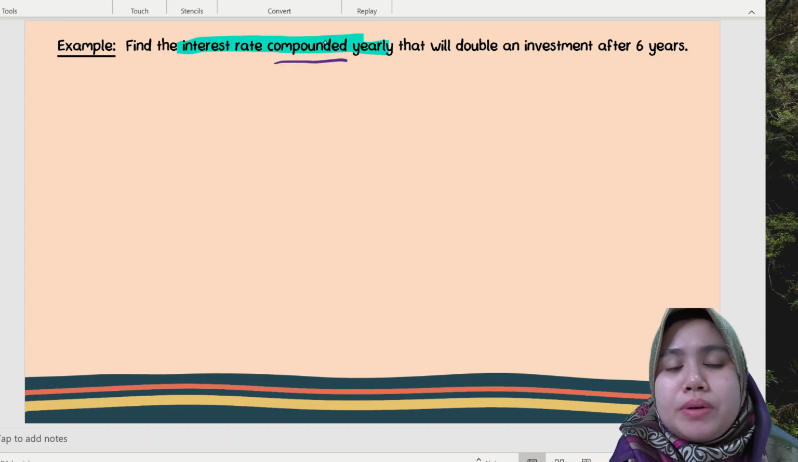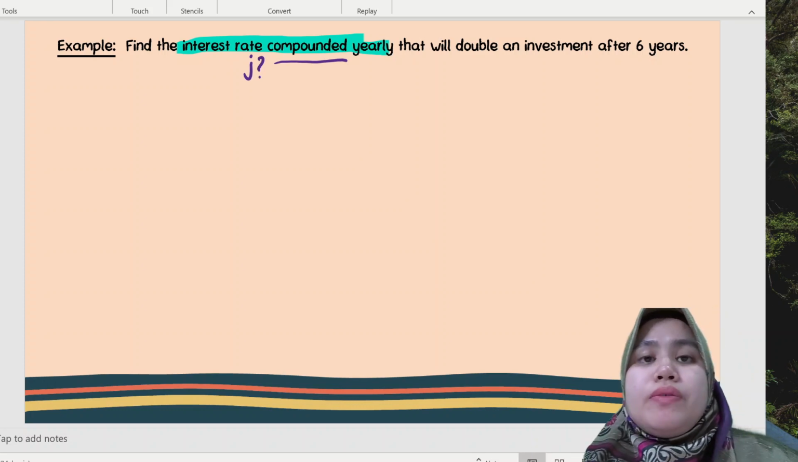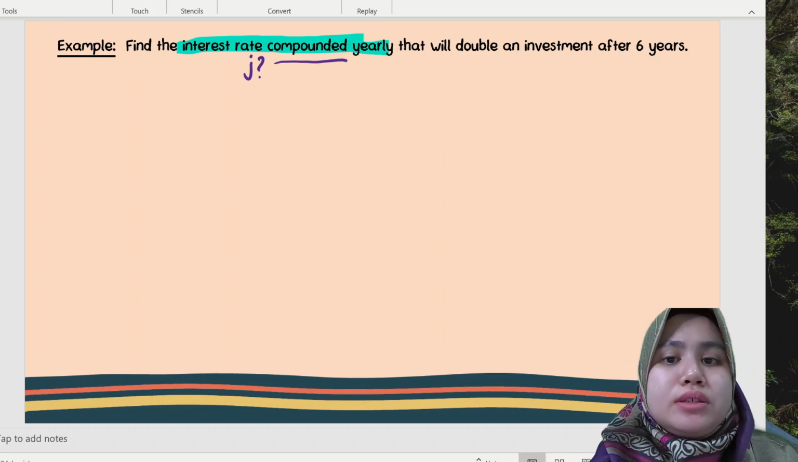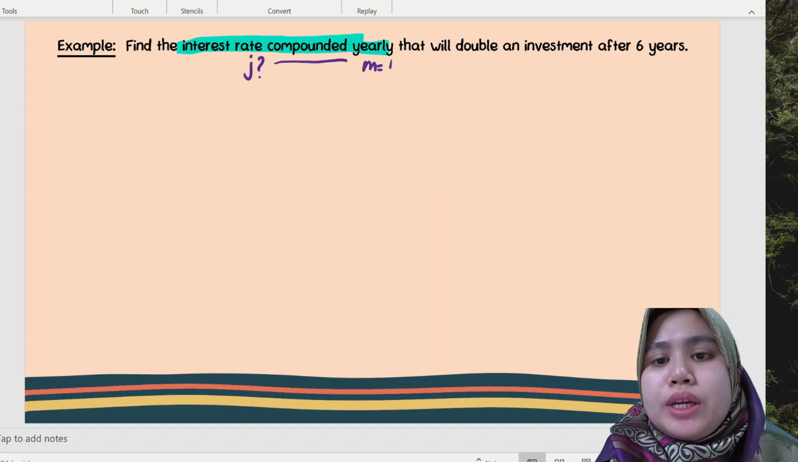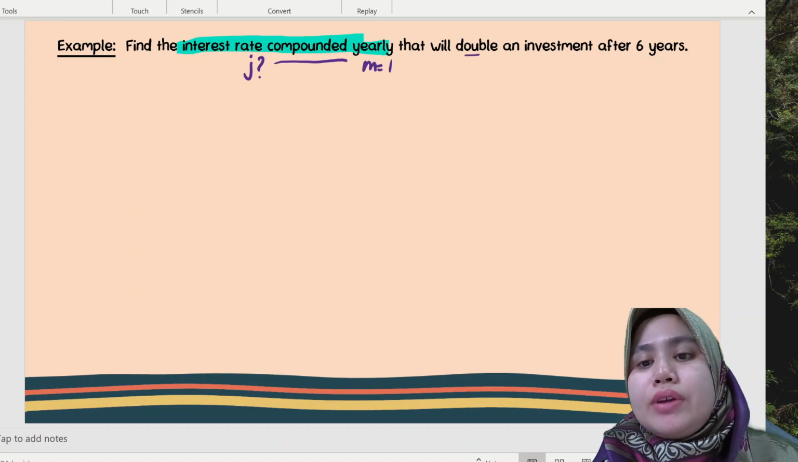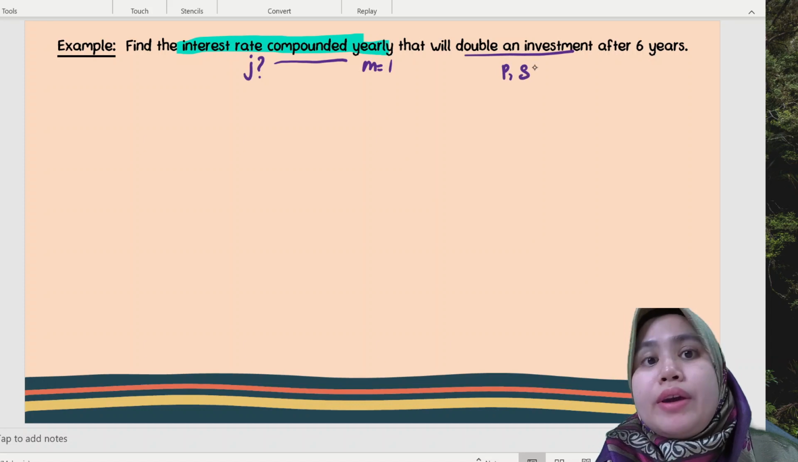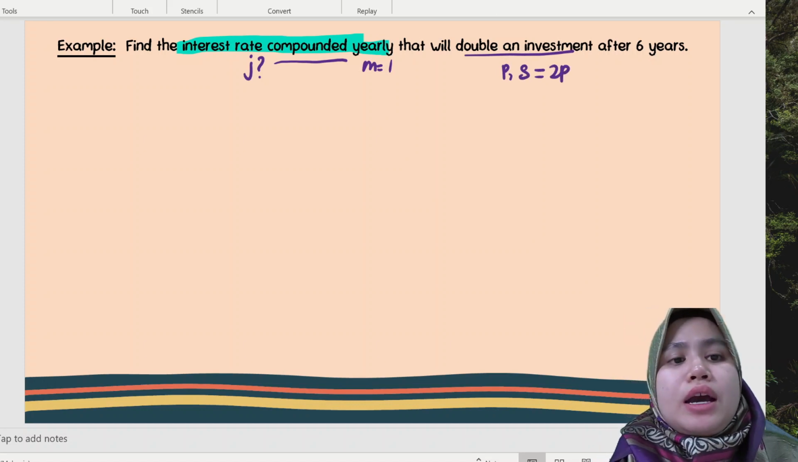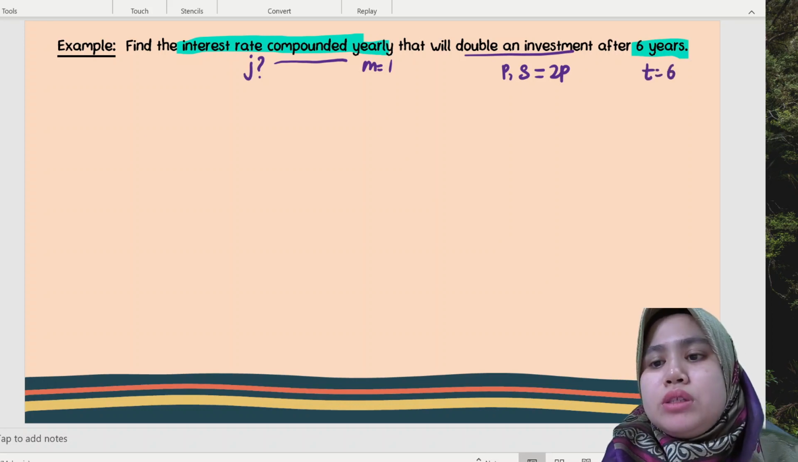You have the word compounded there. Interest rate, this is your J. That means we want to find J yearly, so your M is equal to 1. That will double an investment. So you have P, you have S equal to 2P after 6 years. You have T equal to 6.